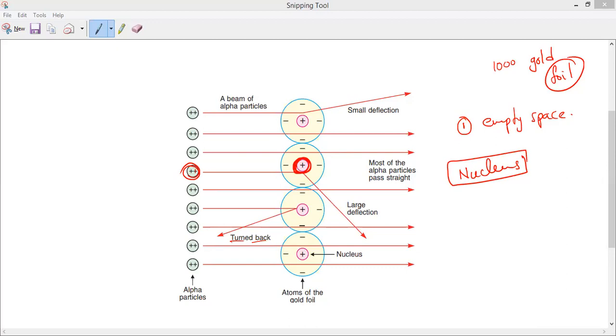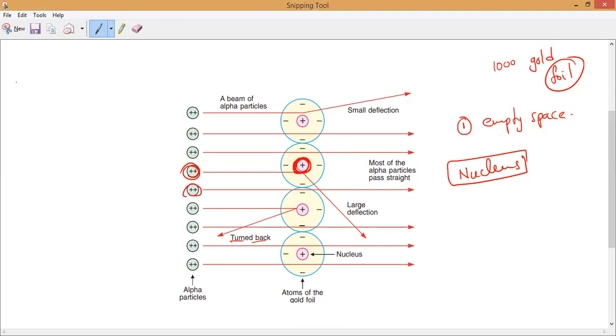Some alpha particles are getting small deviation, and a few alpha particles are showing more deviation. That is what he has given. So what is the explanation he has given? We know that similar charges will repel each other. So what charge are we sending, guys? Positive charge. We are sending only positive charge.